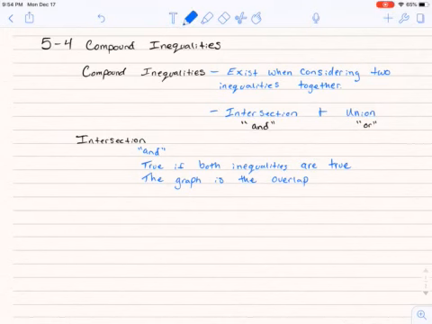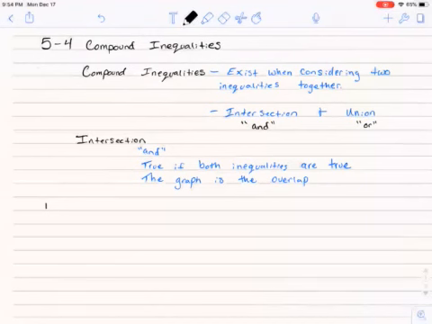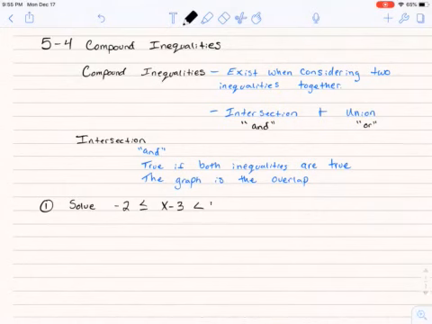So if we take a look at an intersection, an example of this would be if we were asked to solve -2 is less than or equal to x minus 3, which is less than 4. First thing with a compound inequality, you'll notice that we have multiple inequality symbols, and we know this is an and because it's all written together, or it's an intersection.